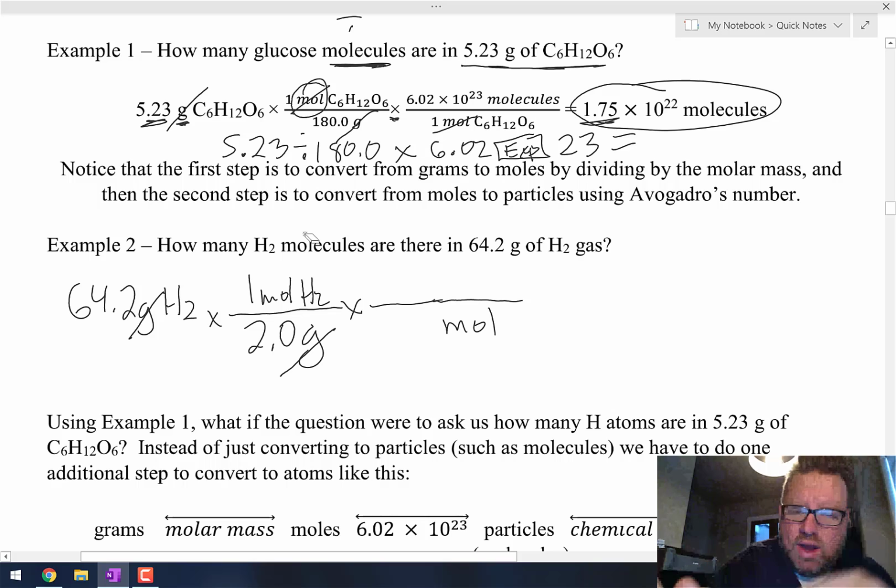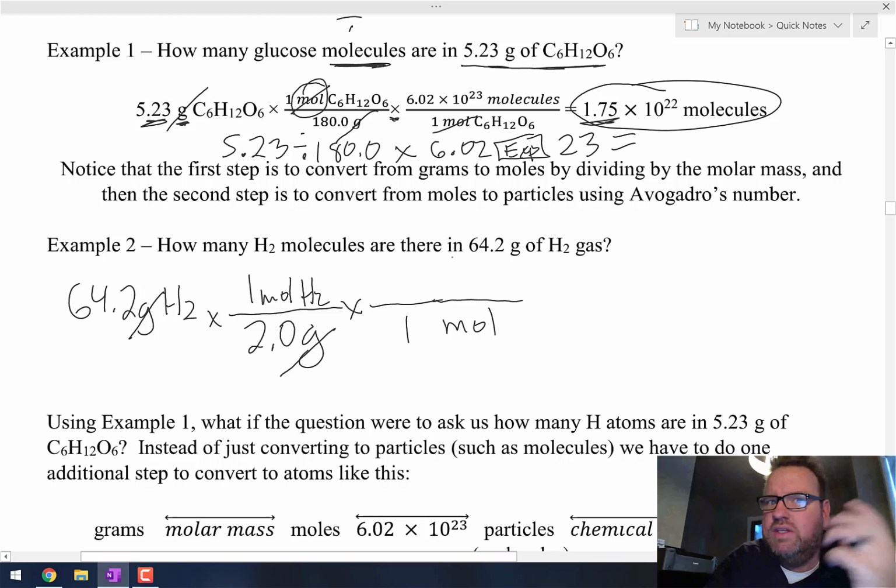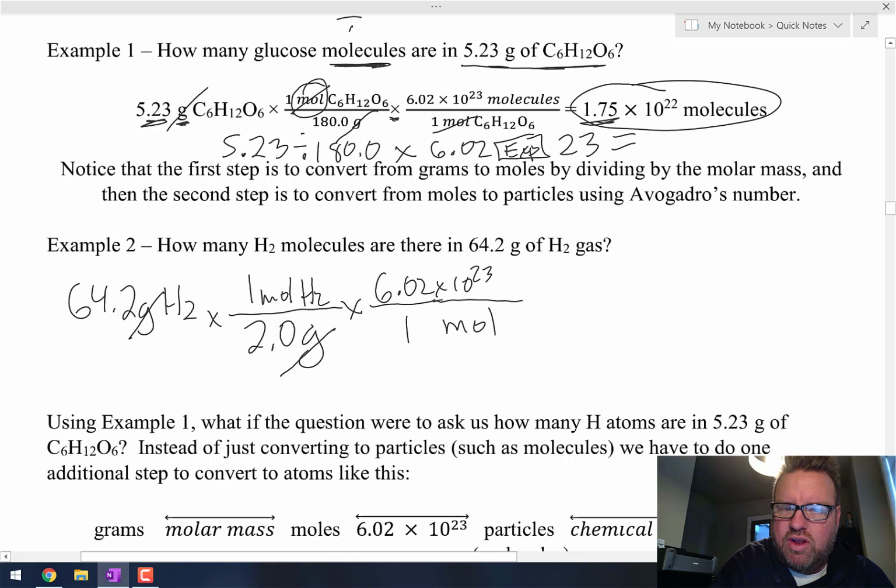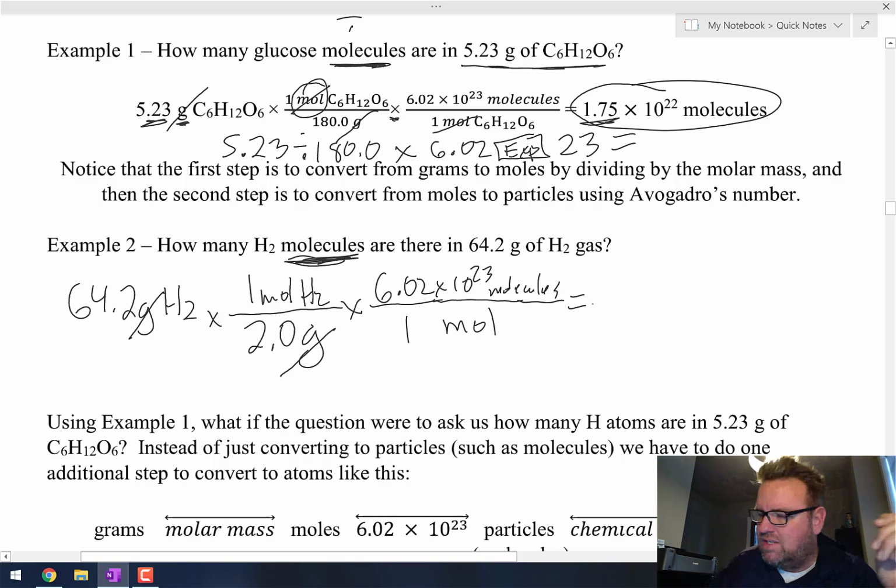So I know in my next step that 1 mole is going to equal, what does a dozen equal? A dozen equals 12. What does a mole equal? A mole equals 6.02 times 10 to the 23rd. And what are they asking me about here? Remember, because it can be whatever, it's molecules. Again, no abbreviation for molecules. Okay, and now that's it. So now I get my calculator.